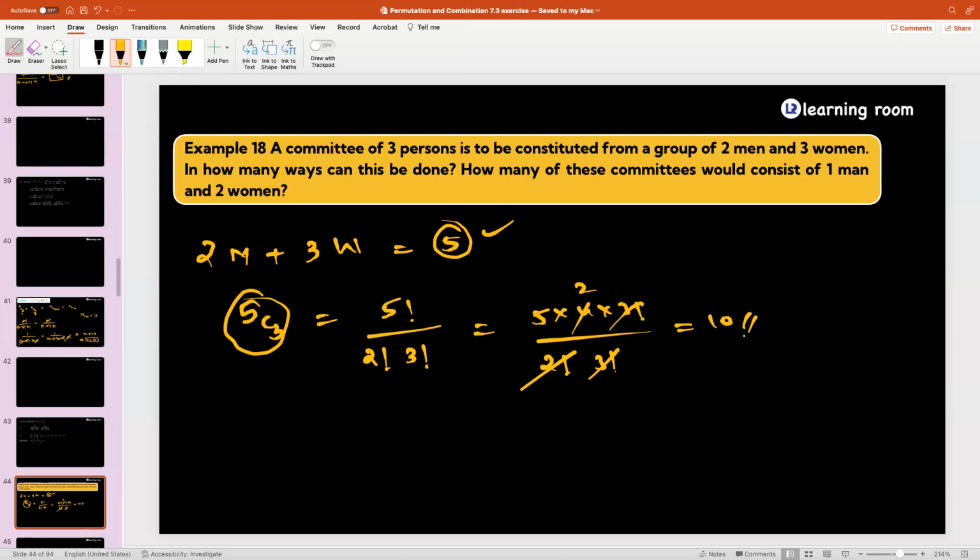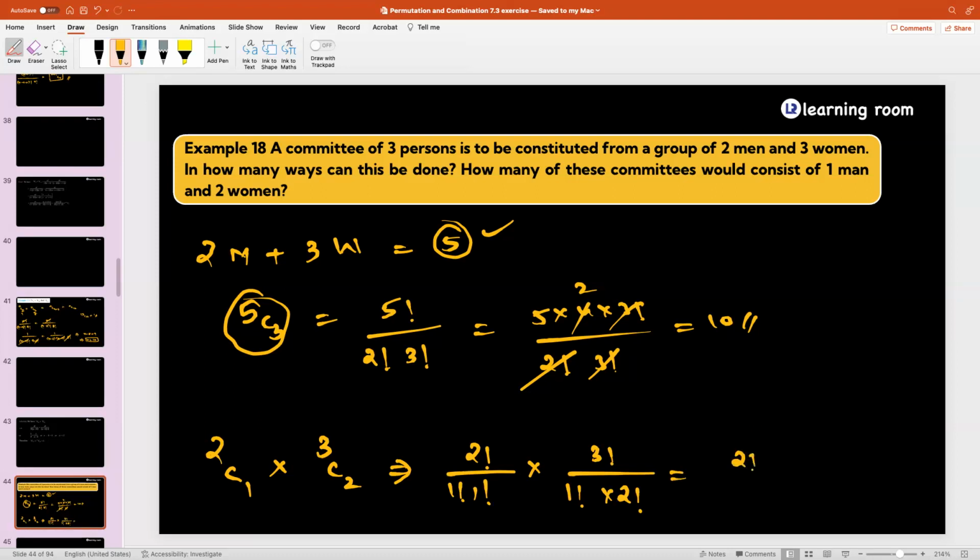Right. So how many of these committees would consist of 1 man and 2 women? So out of the 2 men available, you need to choose 1, and out of the 3 women available, you need to choose 2, which implies this is equal to 2 factorial by 1 factorial into 1 factorial into 3 factorial by 1 factorial into 2 factorial. So that will be 2 factorial into 3, which will be 6. So it can consist of 6 such combinations.